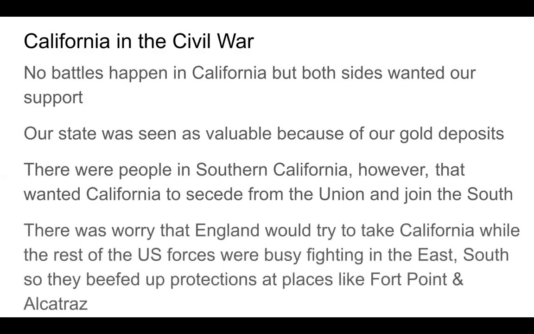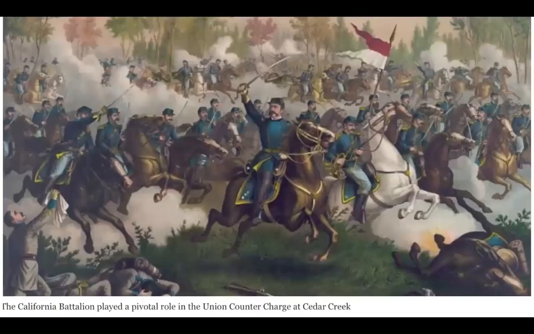There was also some concern that England might actually invade California because everyone else was distracted by all the fighting going on in the East and the South. Because of that fear, this is where we really start to beef up protections at places like Fort Point and Alcatraz. So this is the California Battalion. There are thousands of Californians that will volunteer. They will get on the railroad and travel east to go fight in the Civil War. So even though no battles are happening in California, there's definitely a contribution for the Union Army from Californians.